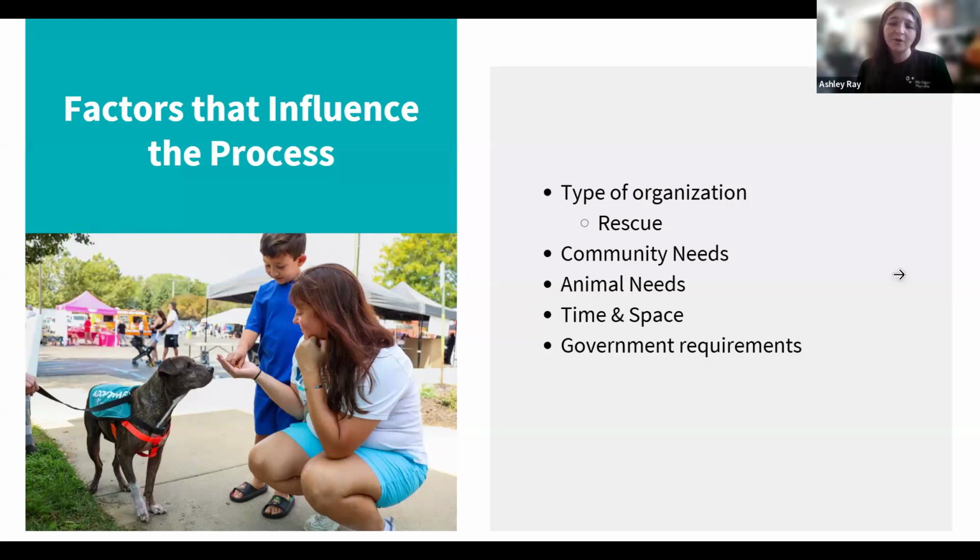And then also government requirements can come into play, depending on if these different types of organizations receive funding. They might have constraints that are based on what the local government needs from them and their expectations, and all the fun paperwork sides of things might influence the type of process they use as well.